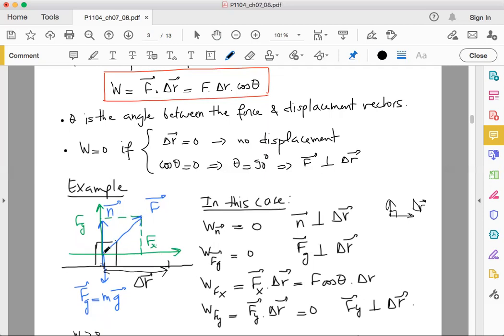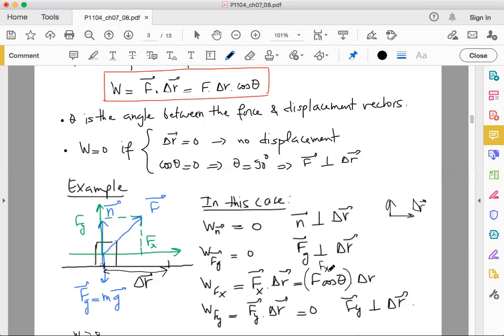Now let's have a look at the components of the force F. Wfx, the work done by the x component of this force, is equal to Fx dot delta R. Fx and delta R have both the same direction. So that's equal to F times delta R times cosine theta, and theta is equal to 0. Oh, pardon, sorry. It's F cosine theta times delta R, where F cosine theta is the Fx itself.